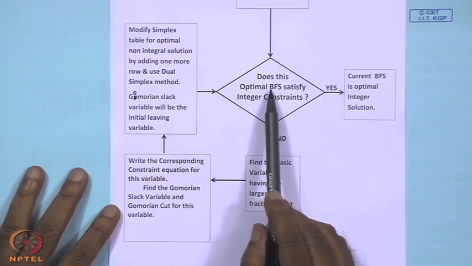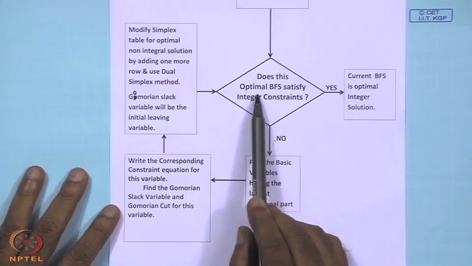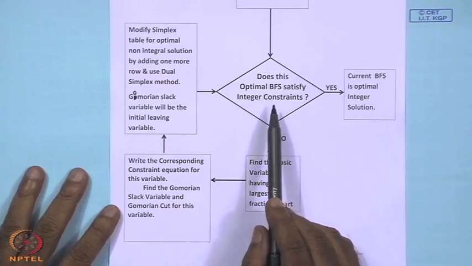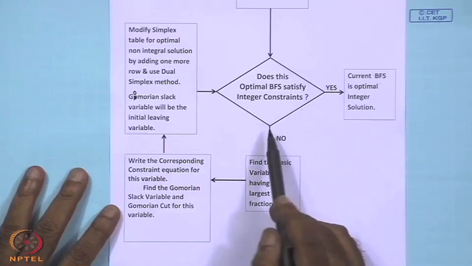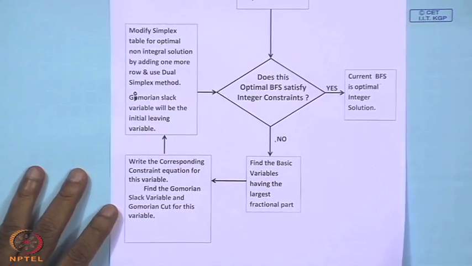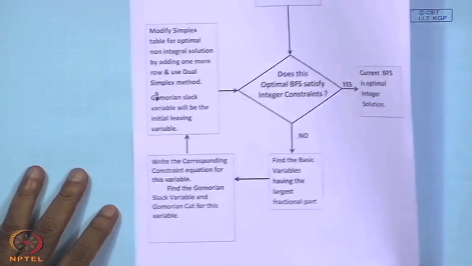Then again you test the feasibility. If the optimal basic feasible solution gives you all the values of the variables as integers, then you stop, or else repeat this process. So, this is the flow chart of solving a problem using the Gomory cut method.